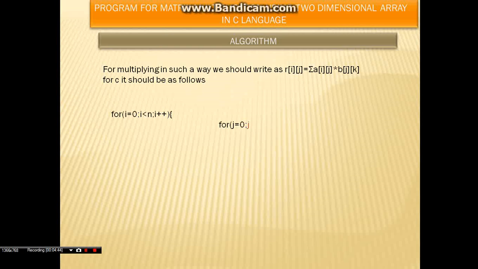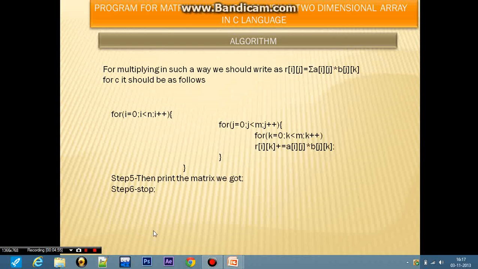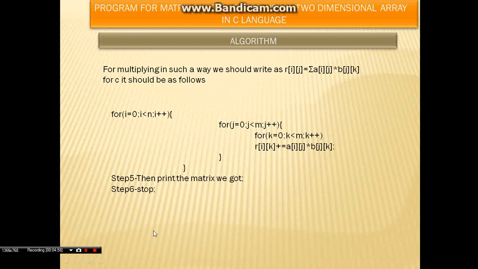In the C program, it should be for i is equal to 0, i is less than or equal to n. Here it is less than or equal to n because up to n the loop will continue. And again, inside the same loop, another loop continues from j is equal to 0 to j is equal to m, where up to m again the loop is continued.